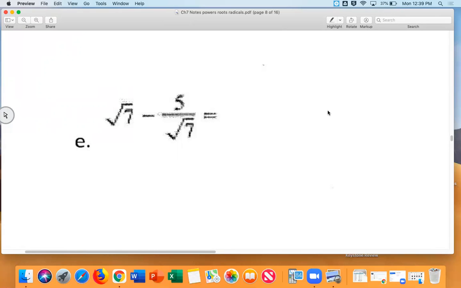All right. Now, this one's different. Okay. Now in E, we have to do something called rationalizing the denominator. We can't divide by root 7, so we have to rationalize the denominator. Do you guys recall how to rationalize the denominator? So in the denominator, we have to get rid of that root 7. So I'm just going to multiply by root 7 over root 7. So this is going to be root 7 minus 5 root 7 over 7.